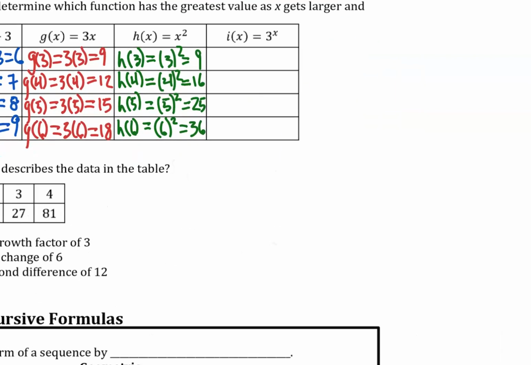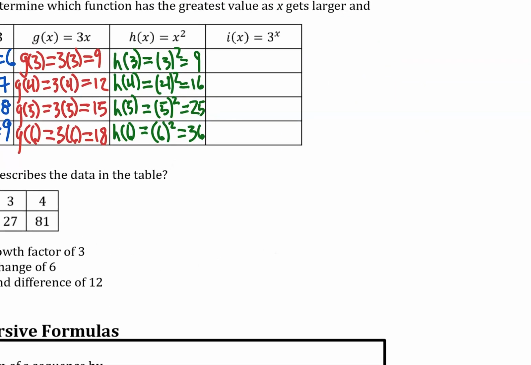And then our last one, this is the exponential function. The exponential function says i of x equals 3 to the x. So now we're going to replace every x with a 3. Well, 3 to the third, that means 3 times 3 times 3, that is 27. Then i of 4 is going to be 3 to the fourth. Well, 3 to the fourth would be one more 3 than the previous one. That's 81.